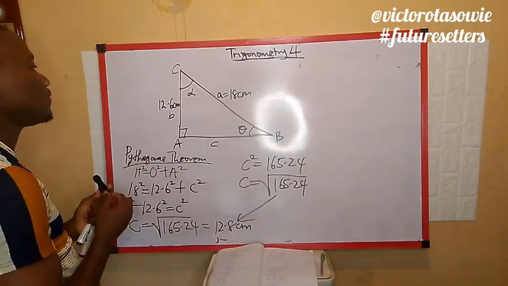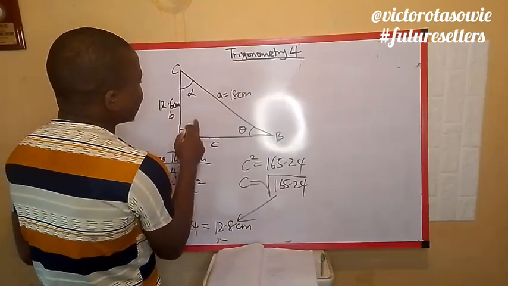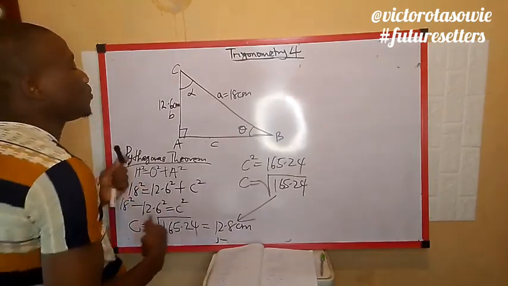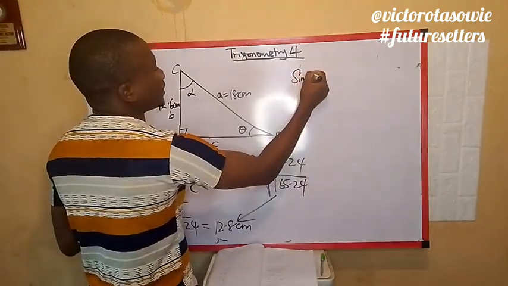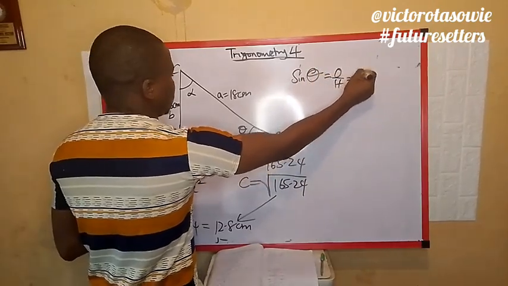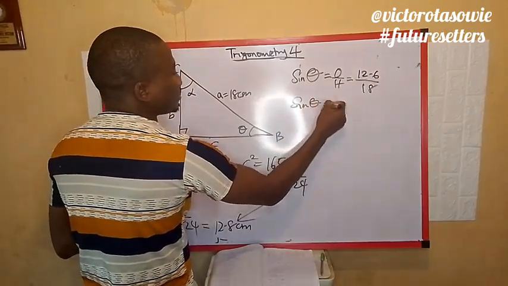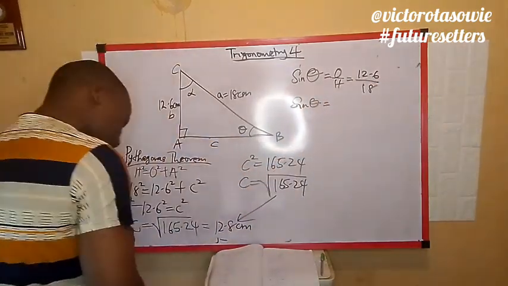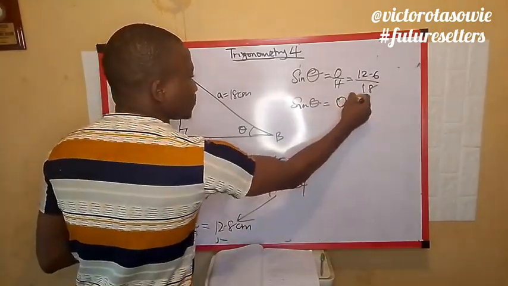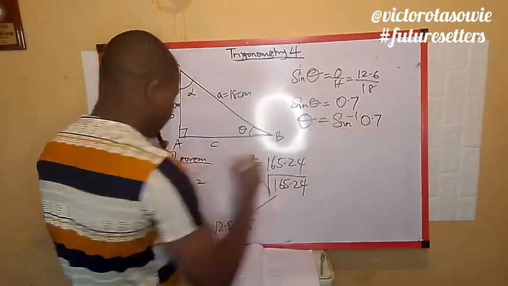Well, it's very simple. The first thing you need to observe is, this is theta, right? This is opposite, and this is hypotenuse. So if we are working with opposite and hypotenuse, we know that it's going to give us sine. So we can use sine theta equal to opposite over hypotenuse. What's opposite? 12.6 over 18. So we divide 12.6 by 18, and that will give us approximately 0.7. So theta will be equal to sine inverse of 0.7.